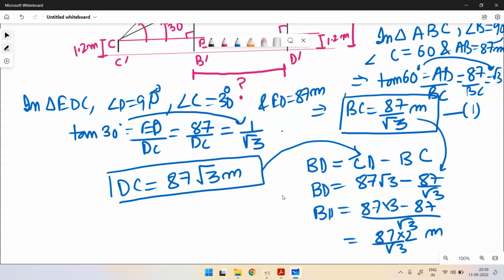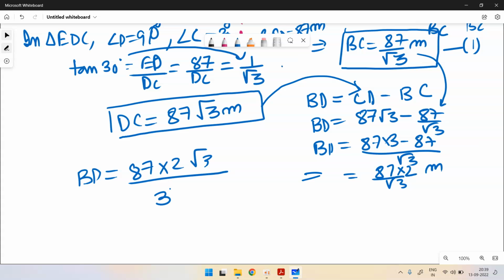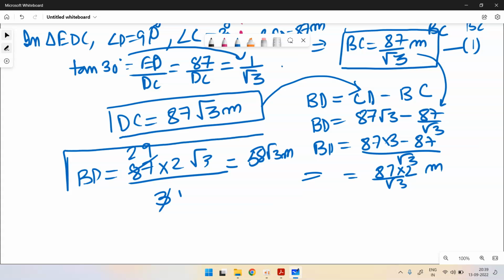Or you can simply write it as this, which implies that from there you can write VD as nothing but 87 into 2 by 3 into root 3 by 3. It is root 3 into root 3, multiply and divide. So this 3 and the 3 cancel, and 3 nines are 27, equal to 58 root 3 meters. So the distance traveled by the balloon in the time interval is 58 root 3 meters, which is the answer.